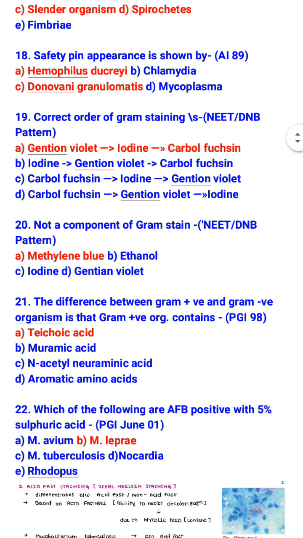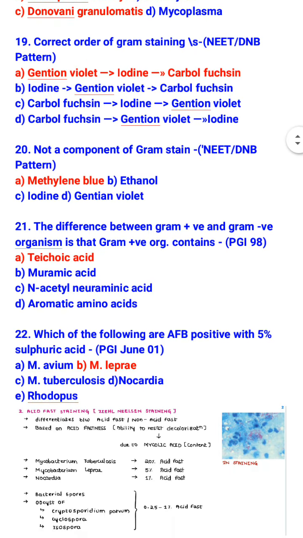Which is not a component of gram stain? Methylene blue is not a content of gram stain. The contents are ethanol, iodine and gentian violet. The difference between gram positive and gram negative organism is that gram positive organism contains teichoic acid.